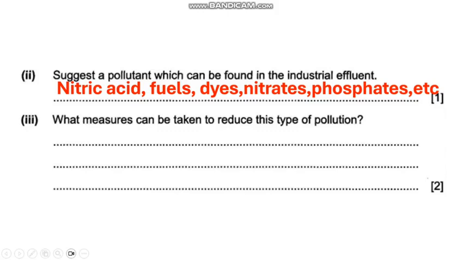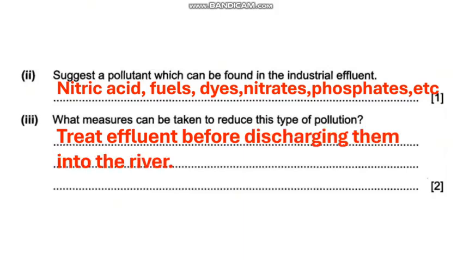So we now come to our question C3. What measures can be taken to reduce this type of pollution? So the measures that can be taken to reduce this type of pollution, we understand that this wastewater is being discharged into the river, and it contains what? Chemicals. So the best thing that should be done is to make sure that before this wastewater is discharged into the river, it is treated so that it is not going to cause any harm to humans or the ecosystem. So our answer, we can say treat effluent before discharging it into the river. So we have answered our question C3.